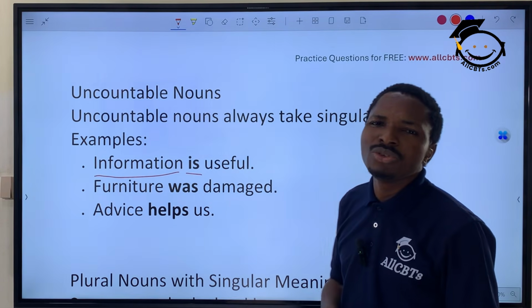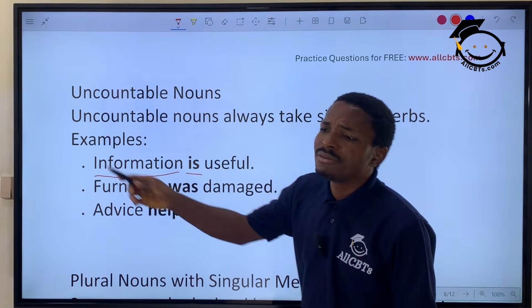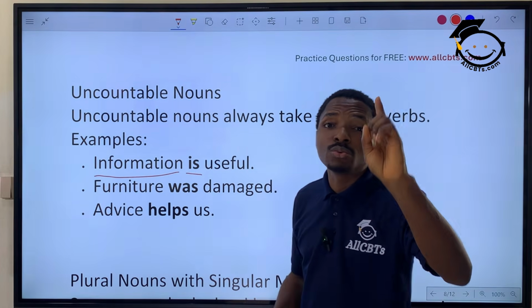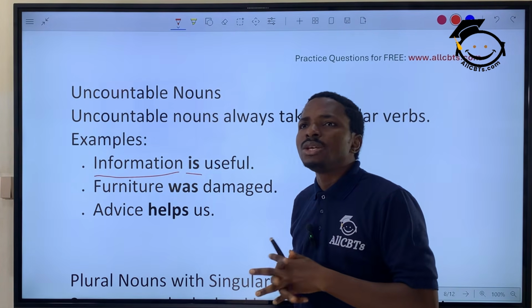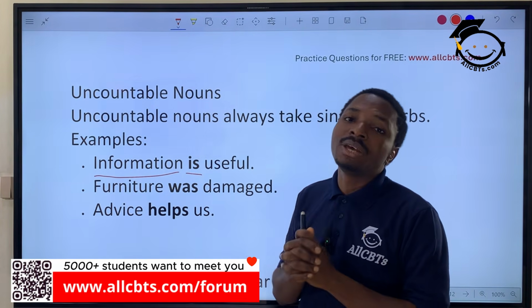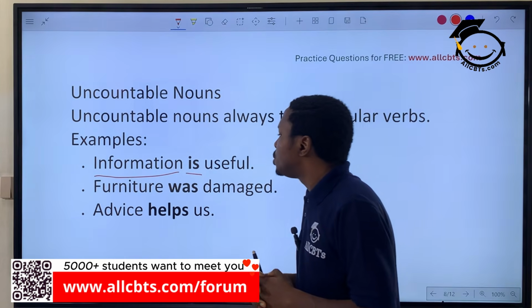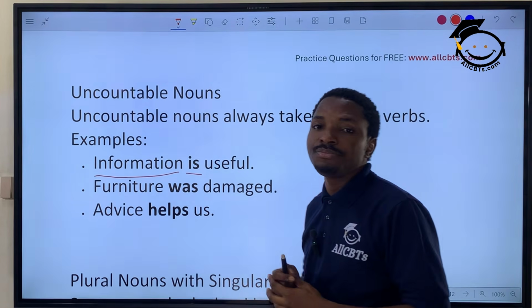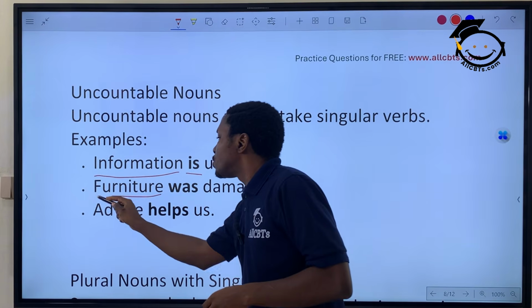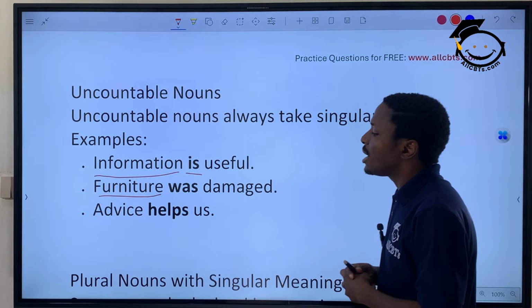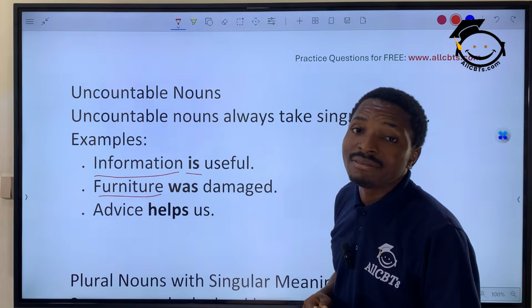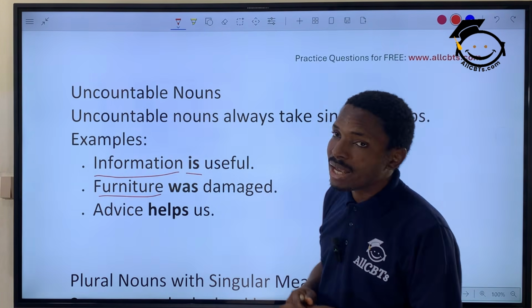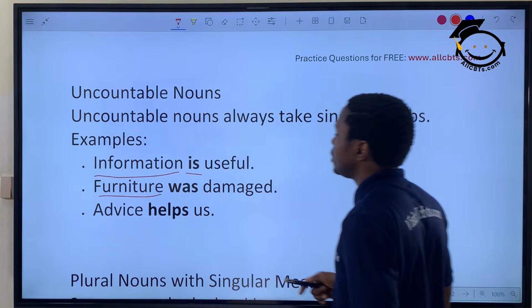Furniture. You don't say furnitures. Can you bring the furnitures inside? No, furniture is one. You don't say equipments. You say equipment. So furniture was damaged. So that's it. So these are uncountable nouns. Then you have advice. You don't say advices. No, advice. Advice helps us.